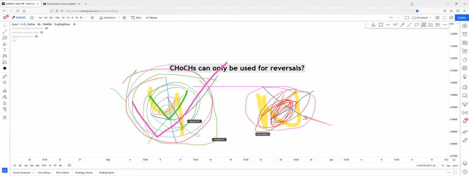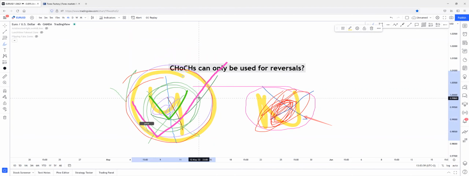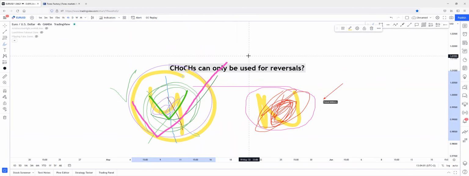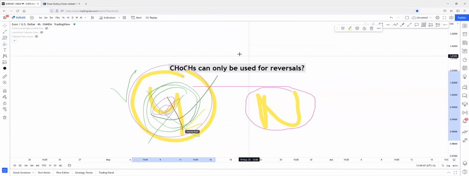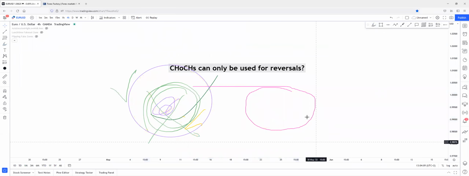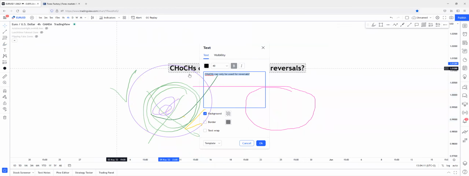Okay, so I saw that the majority of you guys voted yes, and that's the correct answer. So change of characters can mainly be used for reversals only, because change of character is a reversal pattern. Here comes the next question, which is connected to the change of characters question. Please just remove your drawings, everyone, or I will manually remove them. Clear all.